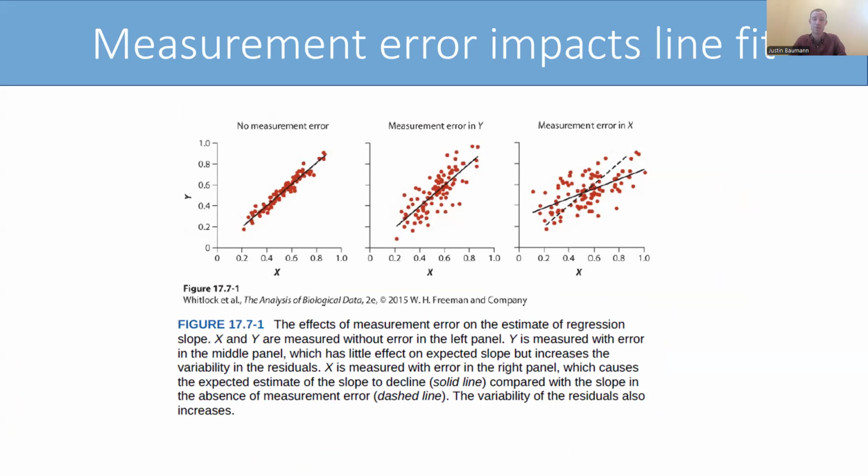Really important, a couple of final slides. The measurement error can really, really impact your line of best fit. So you can see here on the left, we have a really tight line. All of our points are really, really close to our line. The residuals are really small. So we've been very precise in our measurements. They're super close to the line of best fit.